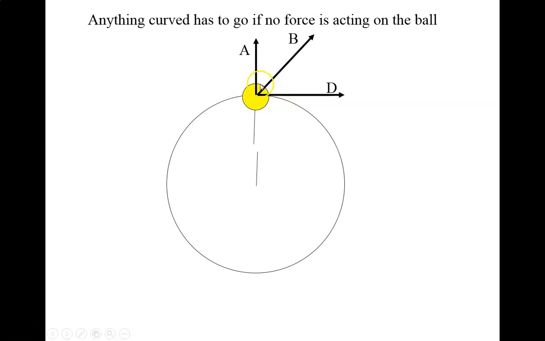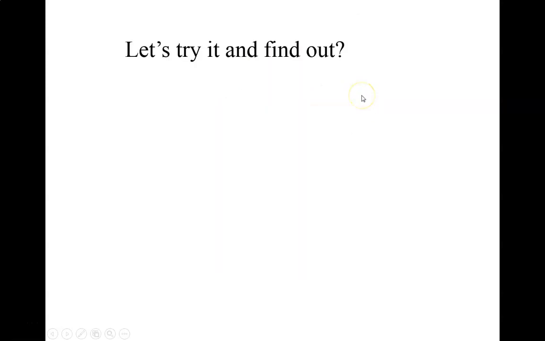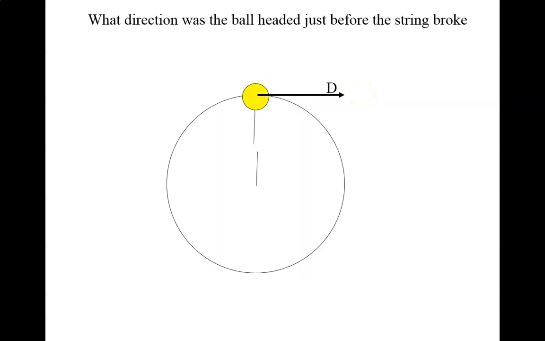So really I've got A, B, and D that are all that are left. Okay. Which one will it travel? So it's traveling around in a circle. Will it go A, B, or D? Okay, normally this is when I would do this experiment. And what you would find out is it's D. Okay, it travels the path of D.